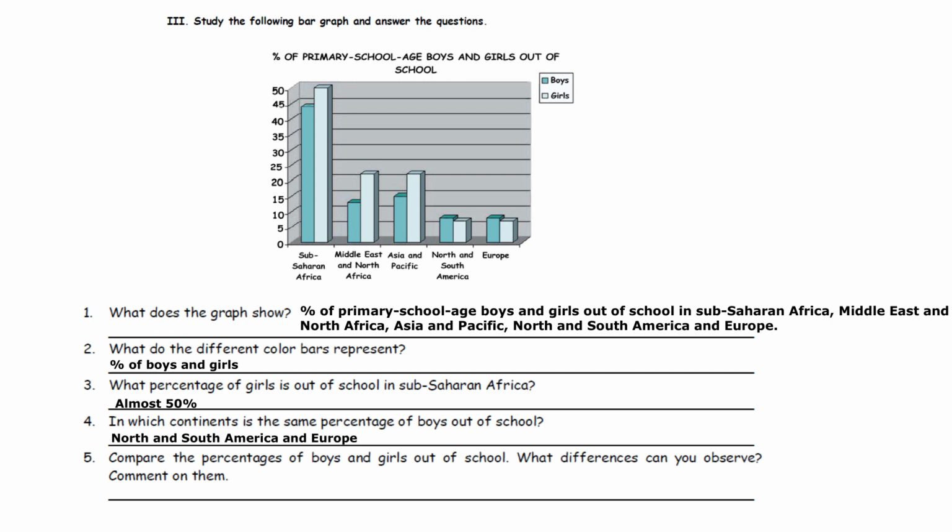And the last question. Compare the percentages of boys and girls out of school. What differences can you observe? Comment on them. When we look at the bar graph, we can say that a greater percentage of girls are out of school in the less developed parts of the world.